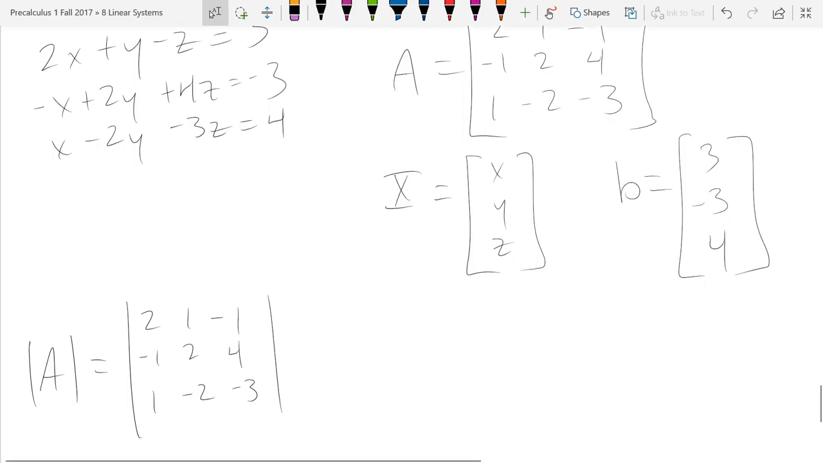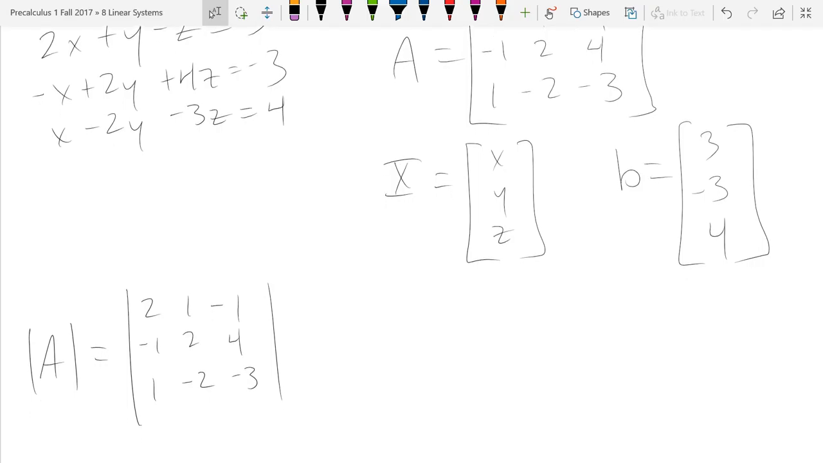When in doubt, I recommend row 1. Just do row 1 by default. That'll always work. The only time you should really consider not doing row 1 is if there's another row or column that has more zeros. Then it's going to go faster to choose that one. But row 1 is nice because it always goes plus, minus, plus, et cetera. You don't have to think about your signs. So go ahead and compute this determinant of A right now.